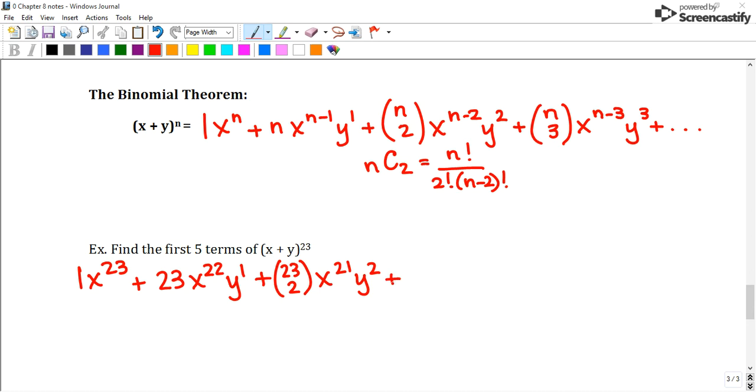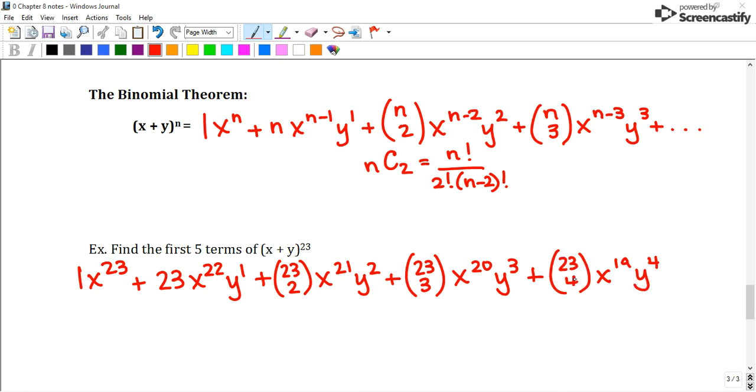Okay, I'm going to go ahead and finish up my expansion, and then we'll come back and simplify and find that actual number. So x goes to 20, y goes to 3. Combination out front, always n on top. I'm going to go with 3 on bottom. And that's 1, 2, 3. That's 4 terms, so one more. x is now 19, y is 4, and I've got 23 and 4. Okay, so there's my first 5 terms of this expansion.